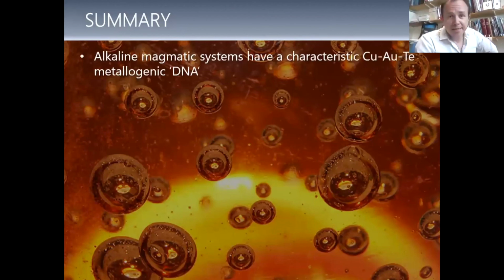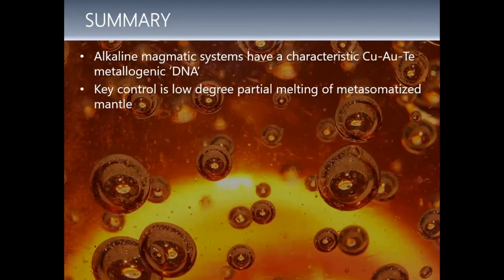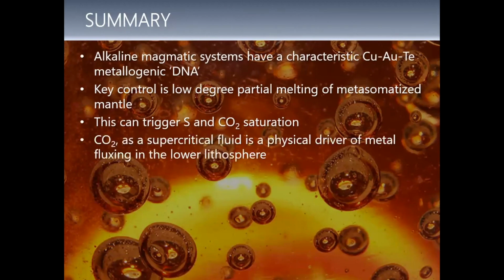So to summarize, these alkaline magmatic systems have a characteristic gold, copper, tellurium rich metallogenic DNA, if you like. And the key control is low degree partial melting of probably metasomatized and enriched lithospheric mantle. What that can do is produce magmas which are both sulfide and CO2 supersaturated. The CO2, by the way, as a supercritical fluid is still less dense than the sulfide liquid and the silicate liquid, and that supercritical fluid can act as a physical driver for that metal flux in the lower lithosphere.